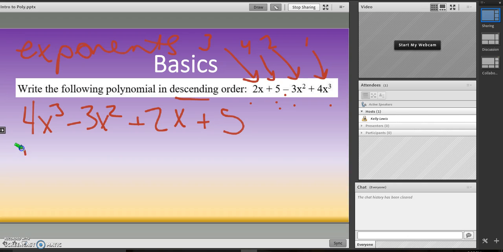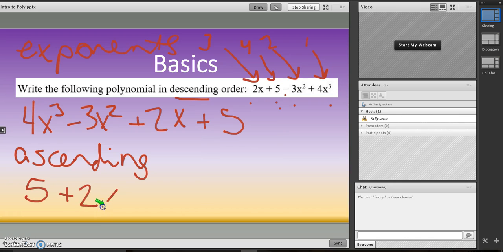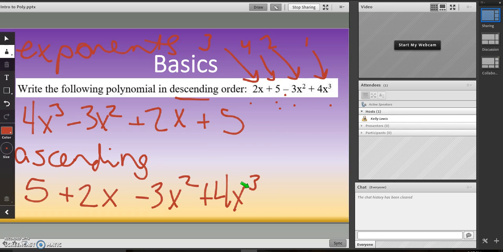I just want to tell you what ascending is, just so you know. Ascending order will be backwards, so it'll go up the staircase. And you keep the signs with them, so that 3x squared is minus. That 4x cubed got a 3. All right, and then let's talk real quick about ABC order.